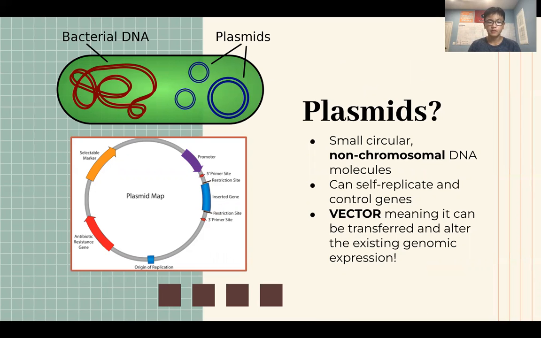It's a vector, so it can be transferred and altered, and these changes are actually reflected in the bacteria in real time. And it's in a circle. Again, bacterial genomes are circular and they replicate as such.